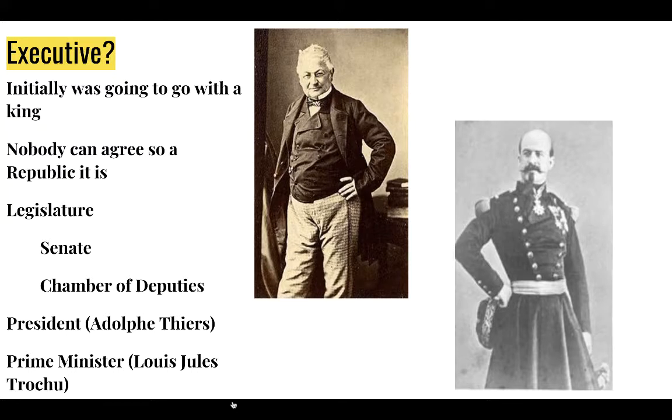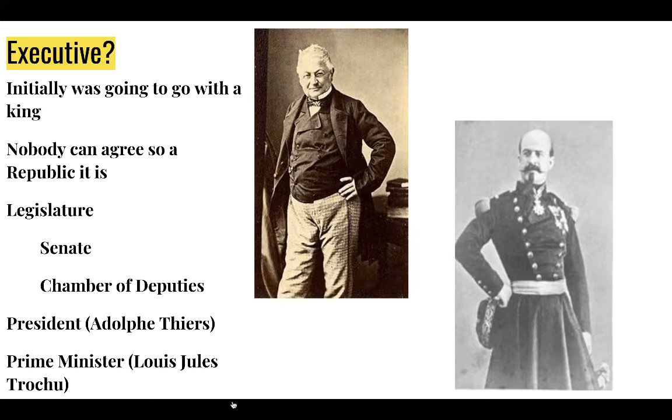A lot of the government would function in the same way that you would see the early U.S. government. The first president would be chosen by the legislature, and he would serve for a term of 7 years. And that first president, Adolphe Thiers, and we've talked about him before. And then you would also get a prime minister who would run internal stuff, kind of more local stuff.